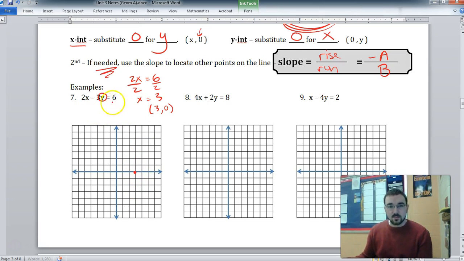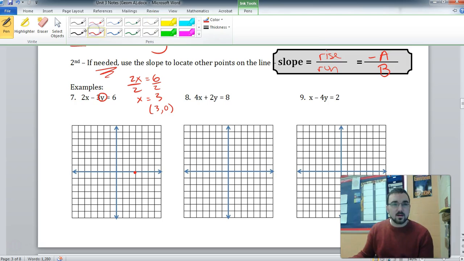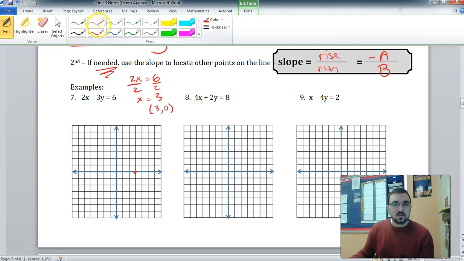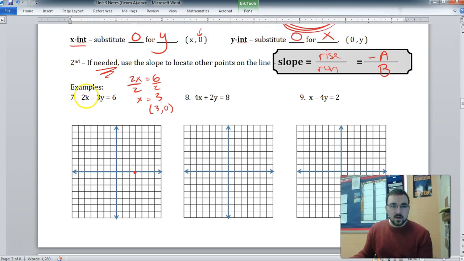Now let's find the y-intercept. So let me forget about throwing a 0 in for y. Let's go ahead and throw a 0 in for x in this case. 0 minus 3y is just negative 3y equals 6. Divide by negative 3, divide by negative 3, y equals negative 2, and we have (0, negative 2) as our y-intercept. This is our x-intercept, and we have our y-intercept.